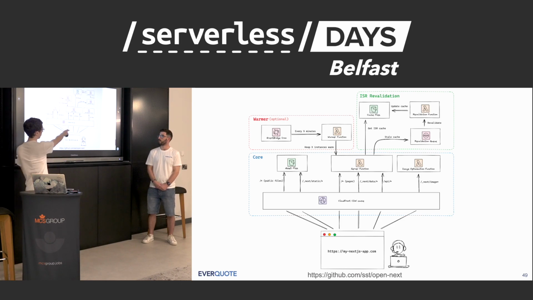You can set up different rules for each of your different routes. So we have an S3 bucket where all of our static files go. We have a server function. Any pages that are server-side rendered, which is most of them because we want a really performant web app with good user experience, and all of our API routes also go to this server function. So that's the meat of the app.